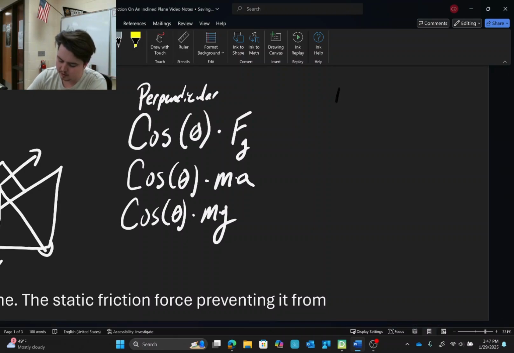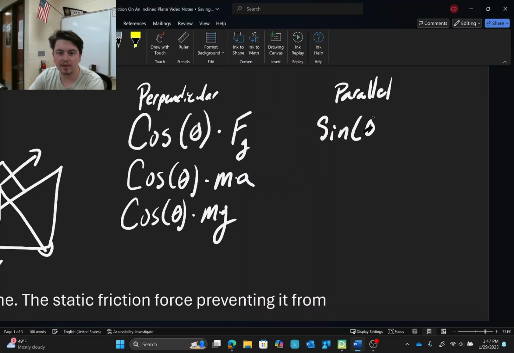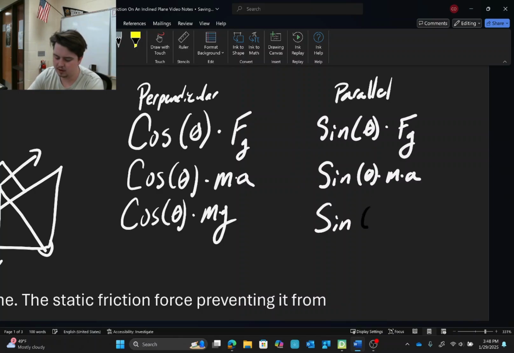All right, so we have perpendicular, and then parallel is going to be the same structure. Instead of cosine, it's going to be sine of theta times the force of gravity. And then it's the same situation. It's the sine of theta times mass times acceleration, or it's the sine of theta times mass times gravity. All the same scenario, they all mean the same thing. It's just, how do you like to look at it?